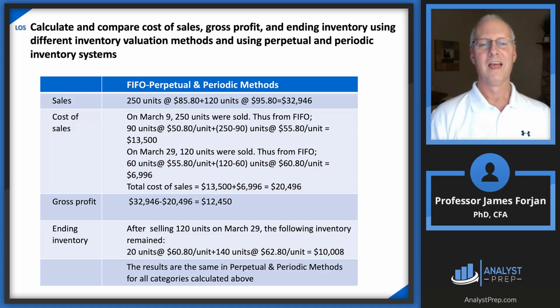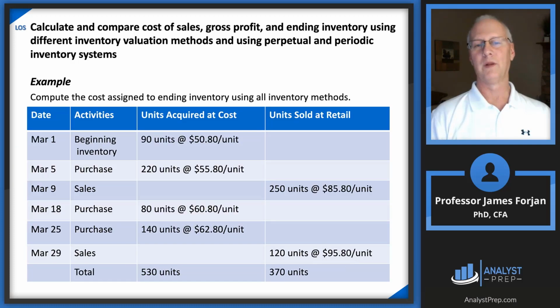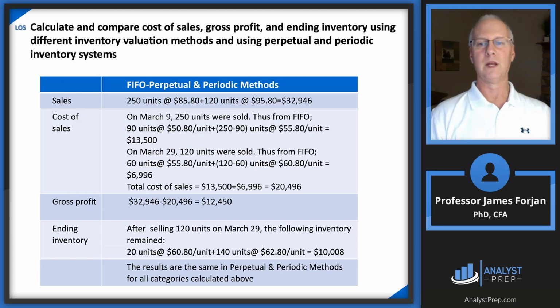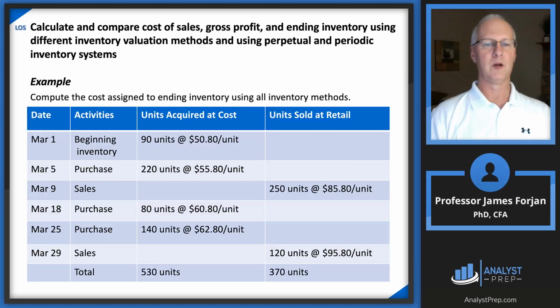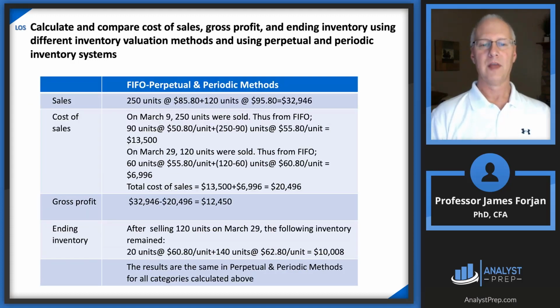Have I convinced you that this is at least interesting yet? Okay. All right, how about ending inventory? Let me just toggle back here. What do we have in the ending inventory? Boy, we have a bunch of those units at 62.80, right? Because those weren't sold. And so what do we know? We know that 140 were not sold at 62.80, and then 20 out of that 80 were not sold at 60.80. So that gets us ending inventory of $10,008.